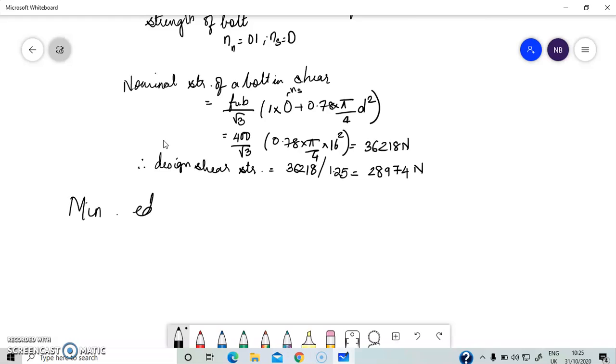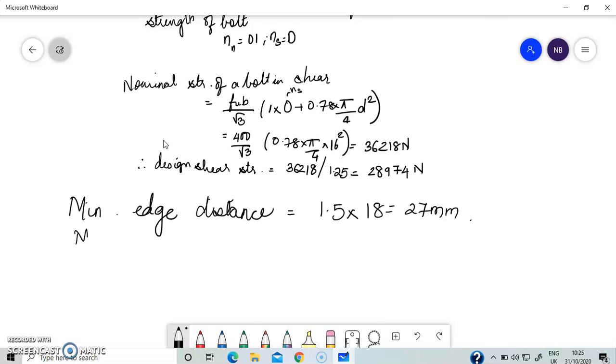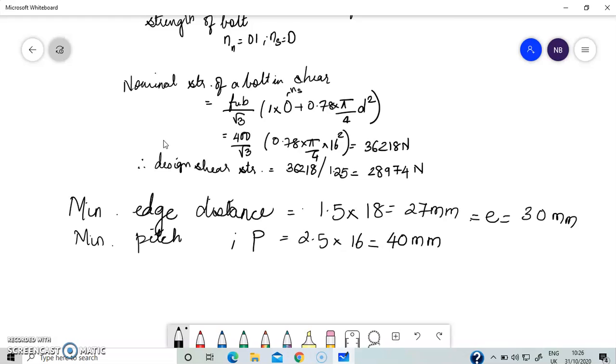Now let us consider the edge distance. We know that the minimum edge distance has to be 1.5 times the diameter of the hole, which is 27 mm. Similarly, the minimum pitch should be 2.5 times the nominal diameter, which is 16 mm. So this 2.5 into 16 works out to be 40 mm. So this edge distance is small e. Let us round it off to 30 mm. And pitch is small p.